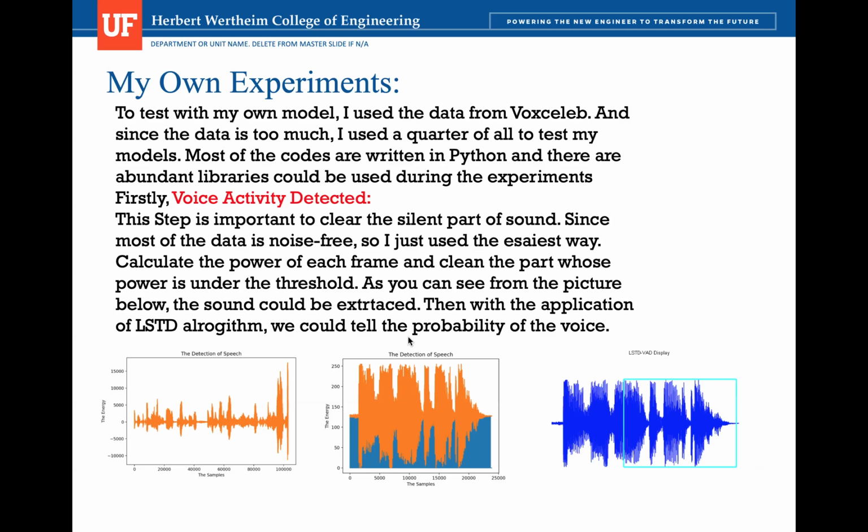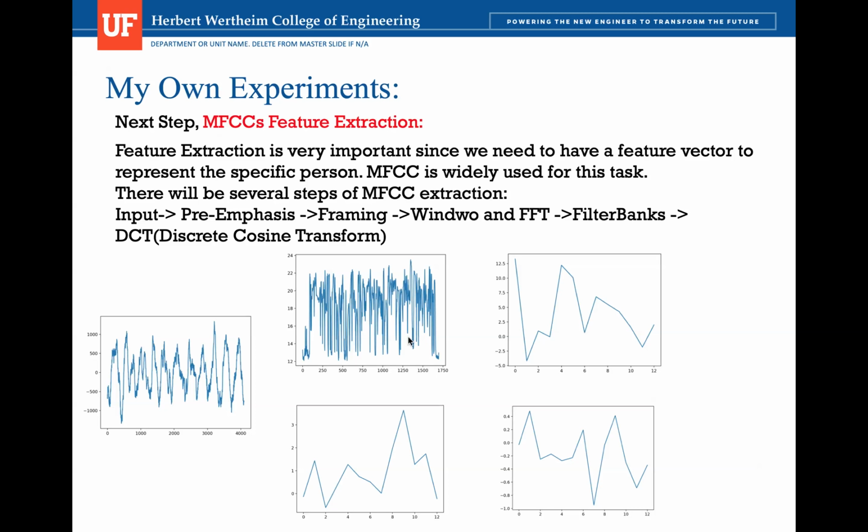Since most of the data is noise free, I just use the easiest way: calculate the power of each frame and clean the parts whose power is under the threshold. As you can see from the last picture, with a long spectrum tested algorithm, we could tell the probability of the voice. Because we can know the overlap places, we could find the best values of the voice to put into the model. The next step is MFCC feature extraction. Feature extraction is a very important thing. We need to have a feature vector to represent the specific person.